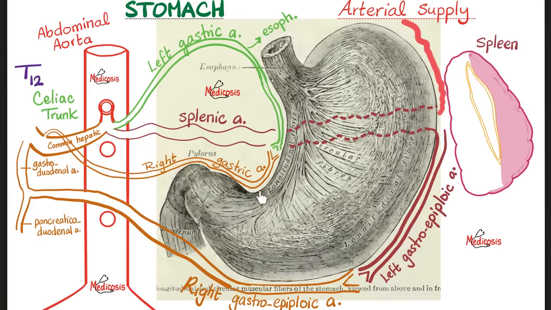Then we have the right gastric artery, which is a branch of the common hepatic artery, which is a branch of the celiac trunk. We have the left gastroepiploic artery, a branch of the splenic artery, which is a branch of the celiac trunk. And right gastroepiploic artery, a branch of the gastroduodenal artery, which is a branch of the common hepatic artery, which is a branch of the celiac trunk. And you need to sprinkle some short gastric arteries on top of that. These are branches of the splenic artery.